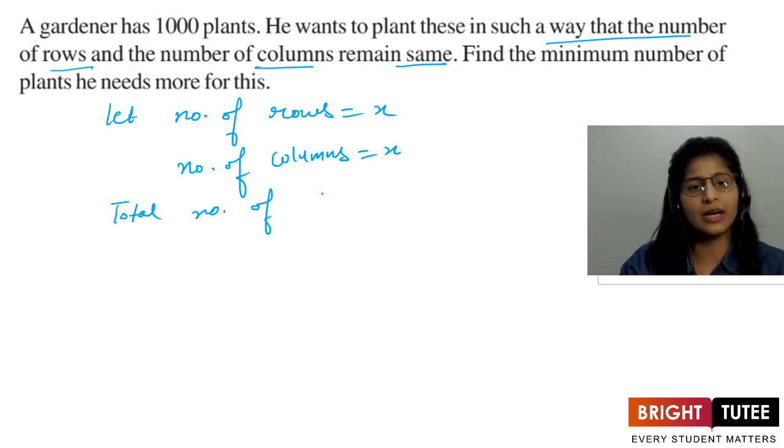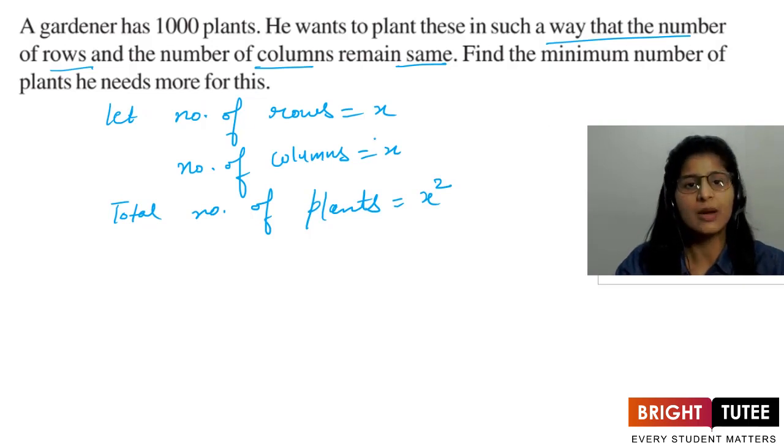Total number of plants will be x into x, that is x square. We have to find out the minimum number of plants he needs more for this, because he just wants the number of rows and number of columns to be equal, and he has 1000 plants. So what is the minimum number of plants, because definitely 1000 is not a perfect square, it is ending with an odd number of zeros.